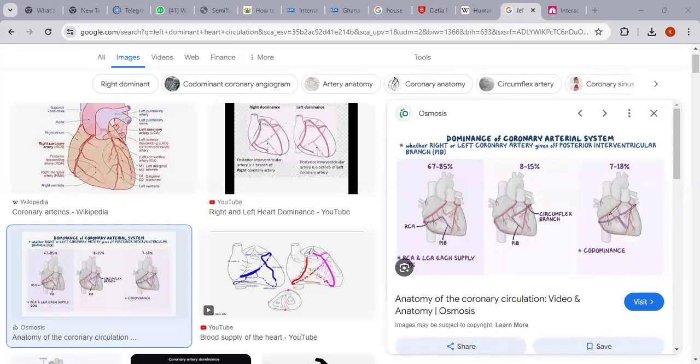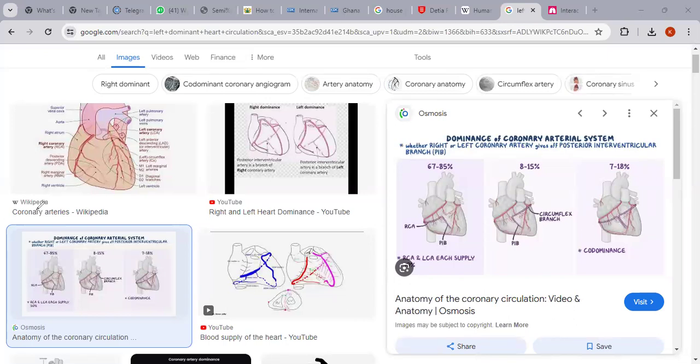Okay, then look at this. The right coronary artery actually goes down like this. The circumflex also goes down like this, and then two of them contribute. Can you see that? Yes, sir. So that is co-dominance. So the point here is that we have cardiac dominance, and you should understand and take note of it.